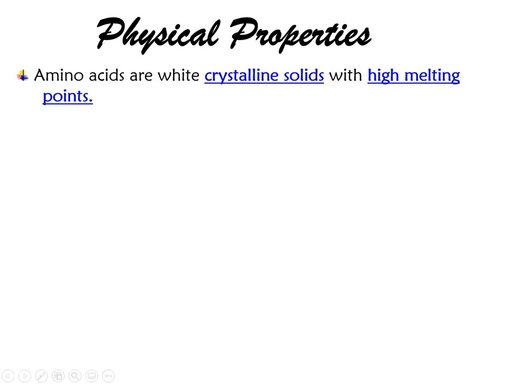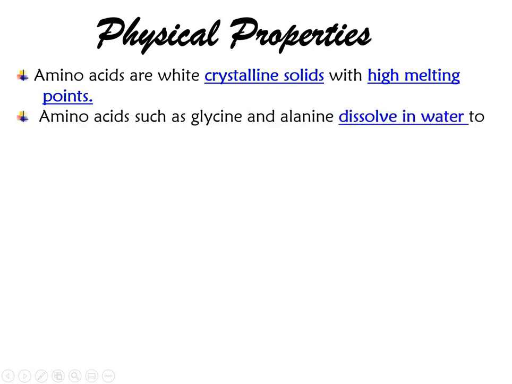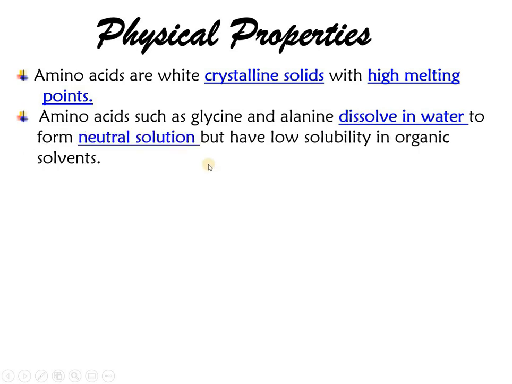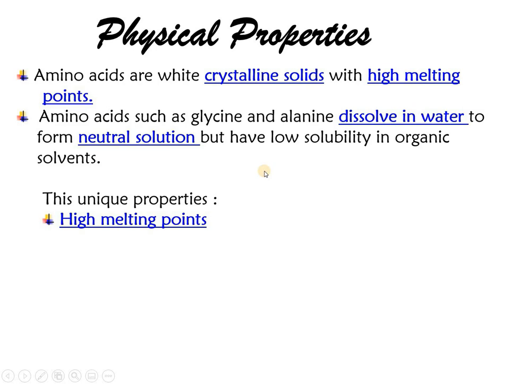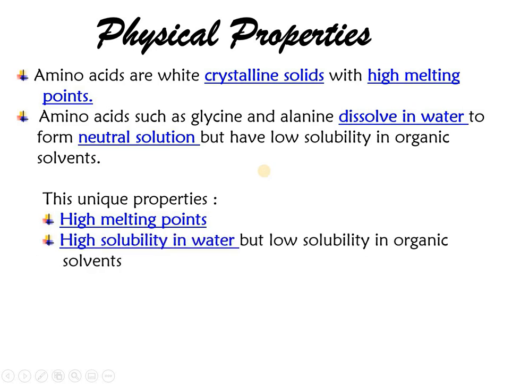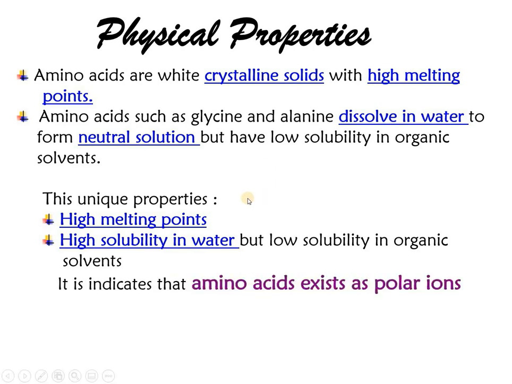The physical properties of alpha amino acids. Amino acids are white crystalline solids with high melting points. Amino acids such as glycine and alanine dissolve in water to form neutral solutions but have low solubility in organic solvents. These unique properties, which are high melting points and high solubility in water but low solubility in organic solvents, indicate that the amino acid exists as polar ions.